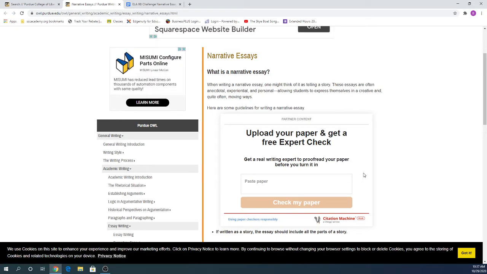When writing a narrative essay, one might think of it as telling a story. These essays are often anecdotal, experiential, and personal, allowing students to express themselves in creative and quite often moving ways. So when we talk about anecdotal, experiential, and personal, those almost mean the same thing, okay? Anecdotal means it's a personal story, okay? It's being told first person. Experiential means it refers to your life experience. It's a true experience you've had. And it's personal to you. You're not writing about somebody else's experience, you're writing about your own.